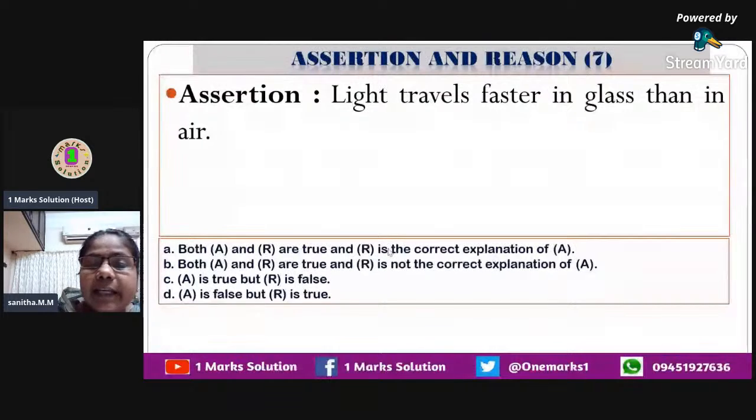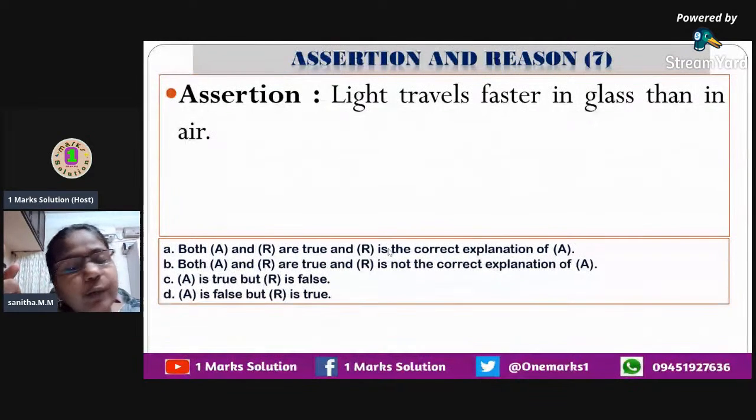So here we can say light travels faster in glass than in air. Is it possible? No. It will be faster in air, no doubt. And the velocity of light will be more in air or vacuum. And all of you know the value also, isn't it? 3 into 10 raised to 8 meter per second. All of you keep that in mind.